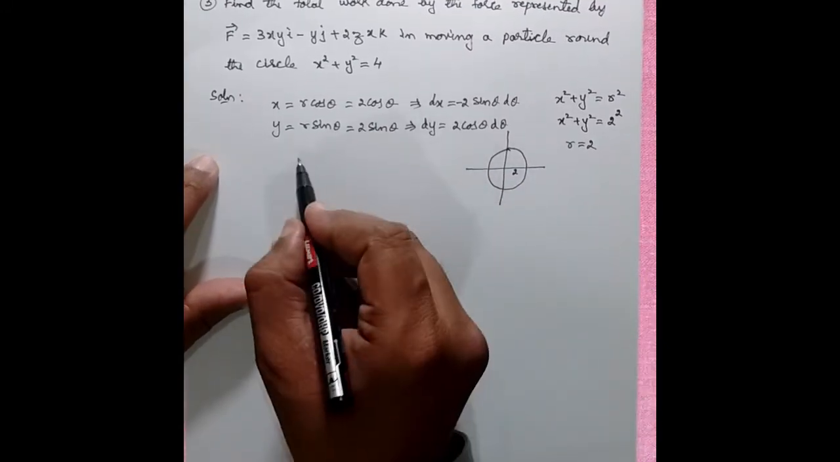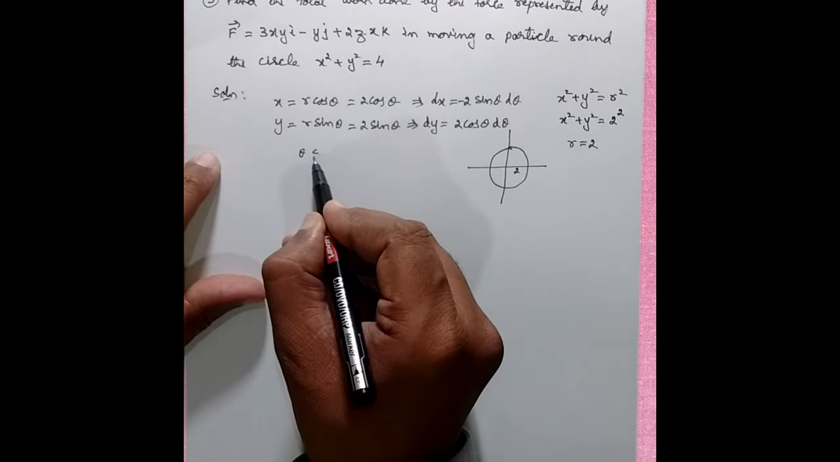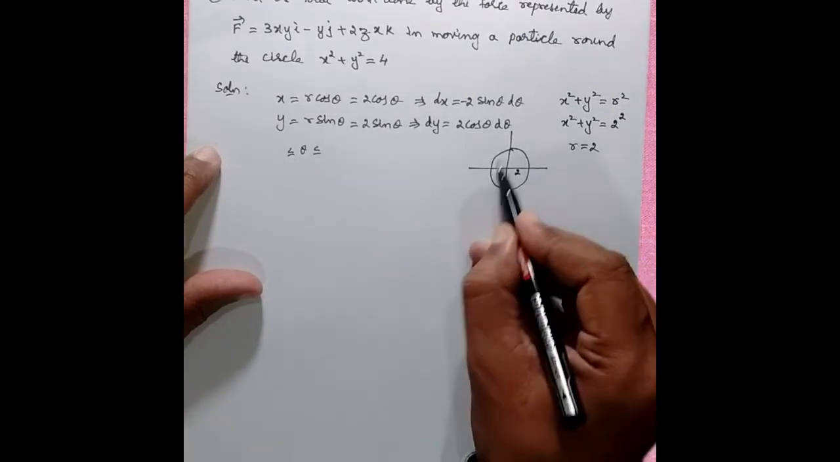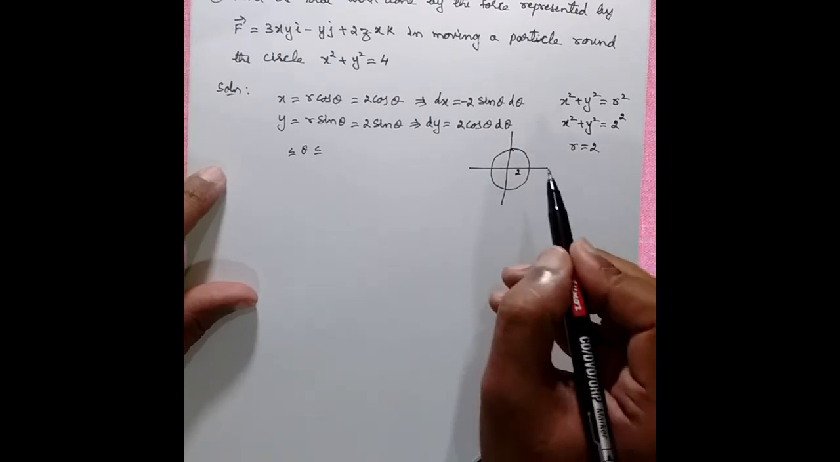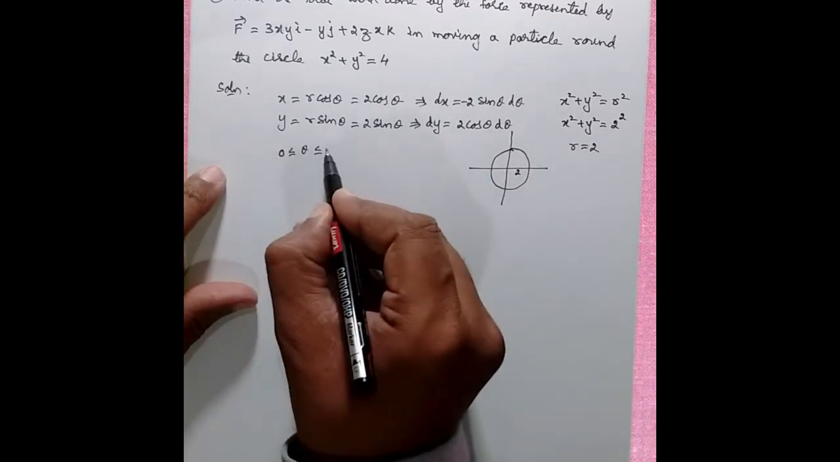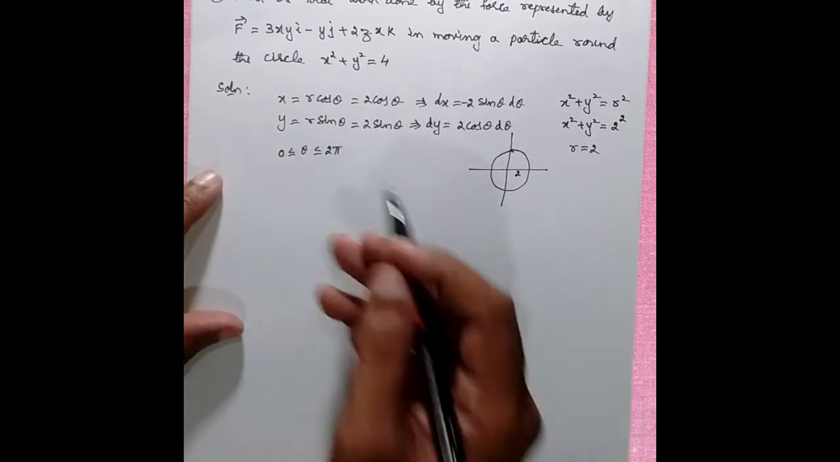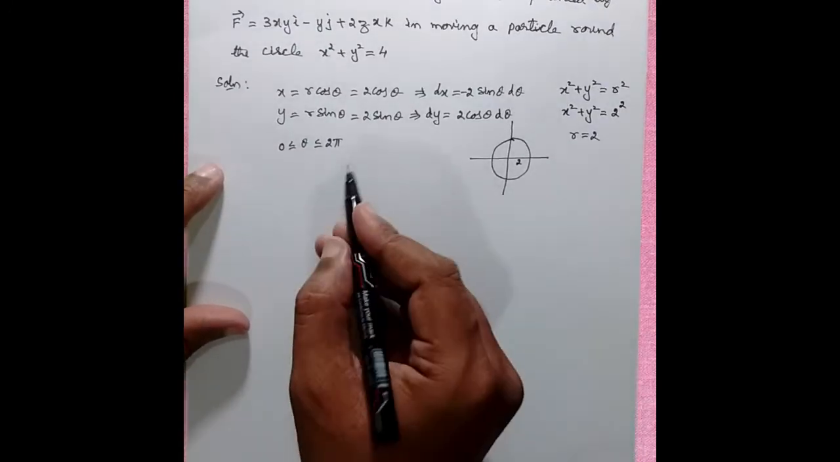And what is the range of theta over here? Because we are taking the complete circle, the total angle is 360 degrees, starting from 0 degree up to 360. 360 can be written as 2 pi. So the value of theta is ranging from 0 to 2 pi.